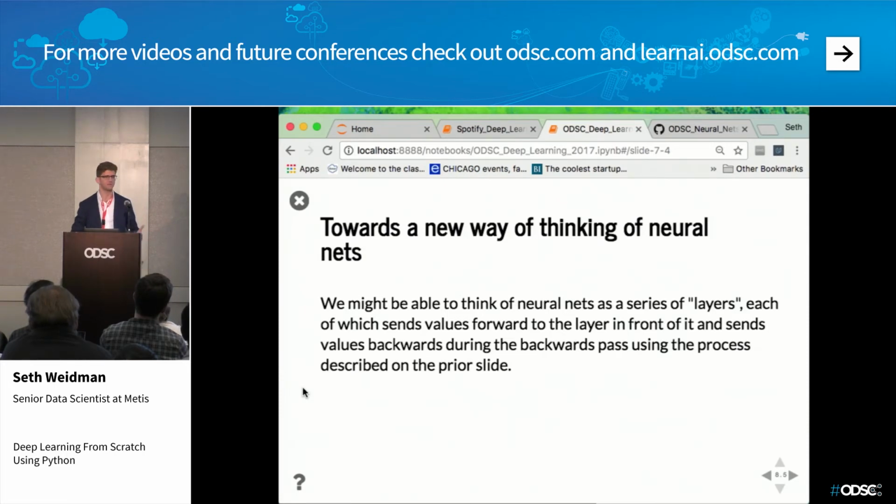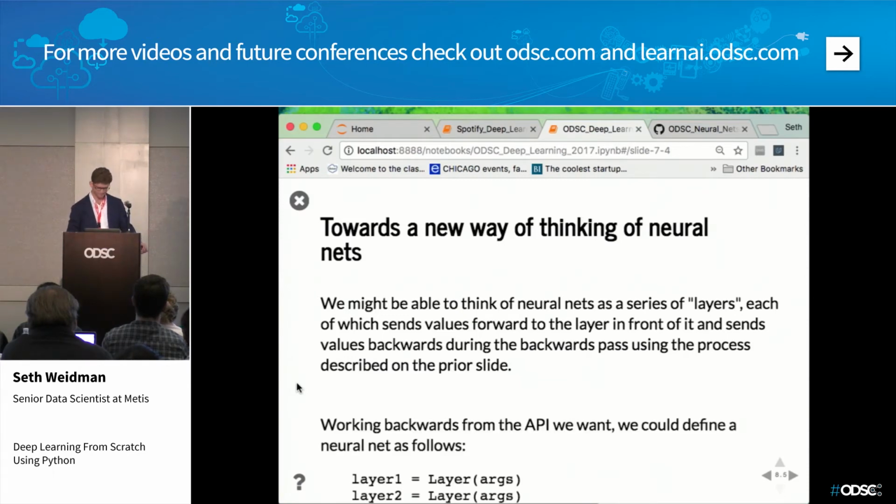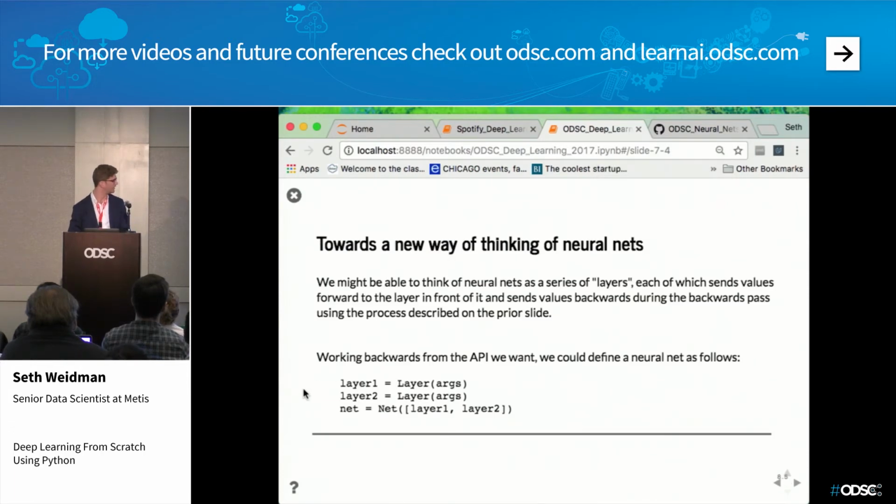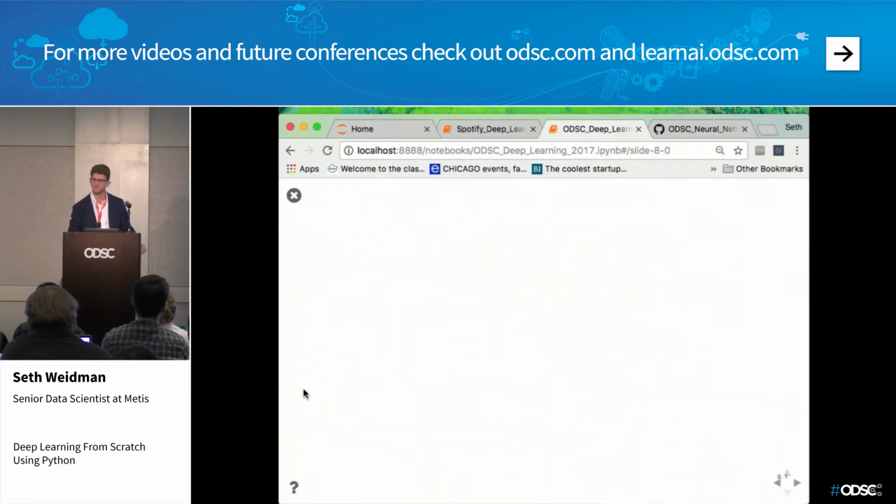The way we're going to do this is we're going to code up neural nets as a class. And each neural net is going to have a list of layers as a class attribute. And the layers are going to be doing the work of sending things forwards and backwards and coding up the equations that we just went over. So we're going to define our layers, and then the neural net will just take in a list of layers.